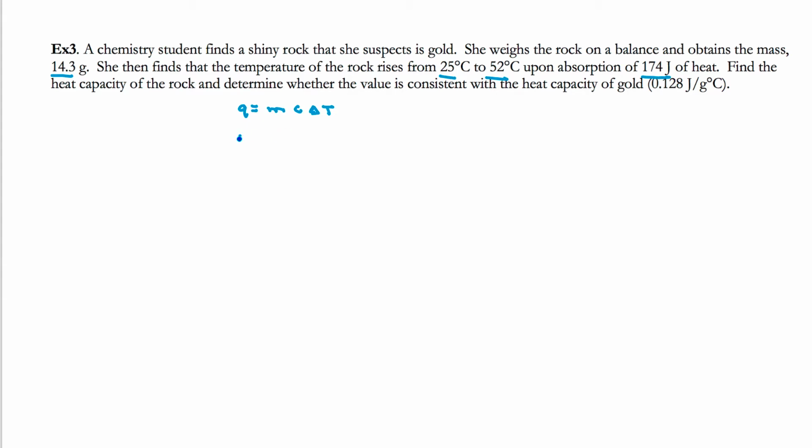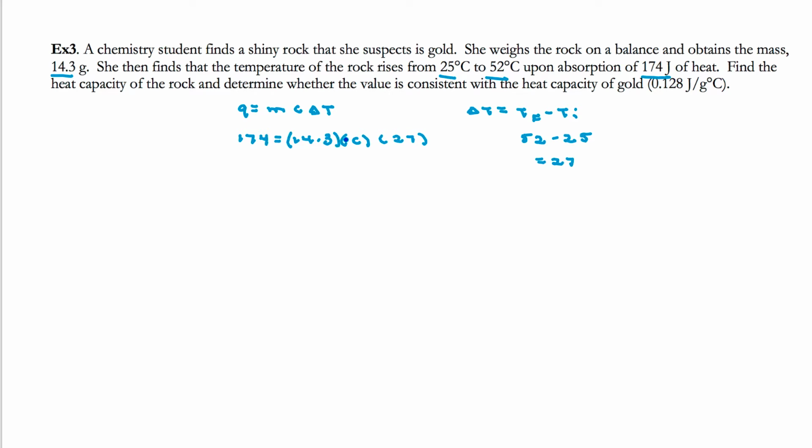So I know that it absorbs 174 joules of heat. I know that the mass of it is 14.3 grams. I'm solving for my specific heat or my heat capacity, and I want to find my change in temperature. Remember, change in temperature is final minus initial temperatures. I know my final temperature here is 52. I know my initial is 25. So the change in temperature is going to be 27 degrees Celsius. So I can plug that in here.